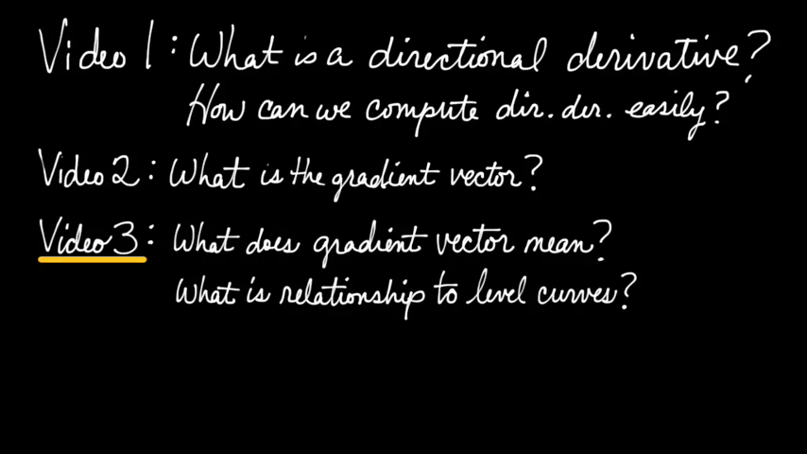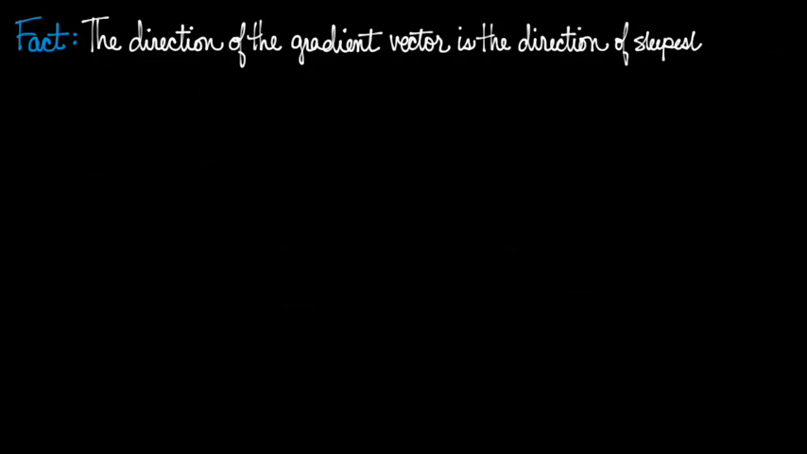In this video, I'm going to show how we can interpret the gradient vectors of a surface, and also how these vectors are related to the level curves of a surface. It turns out that if we stand at a particular point in a surface, the gradient vector will always be the direction of steepest increase.